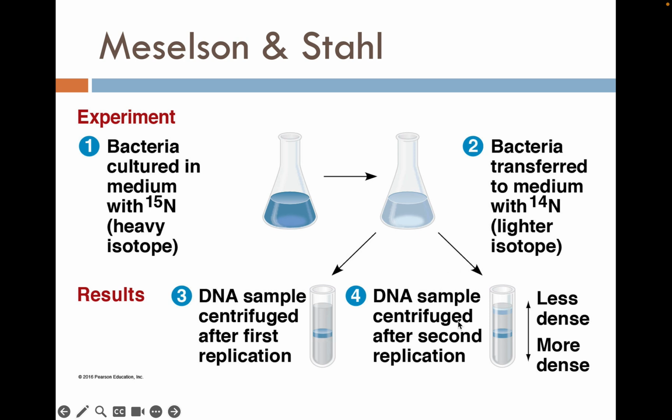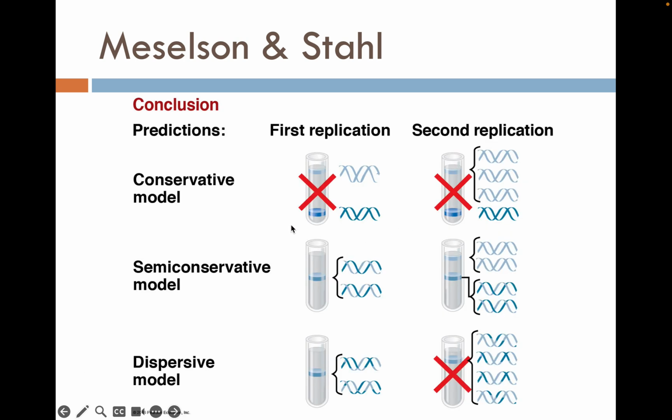The DNA sample is centrifuged again after a second round of cell replication, or after DNA was copied. And they found a second, less dense band. This is important because what it shows us is that it's not a conservative model, because we don't end up with a really big light band and a really small dark band, right? They were equivalent, which is what we see here with semi-conservative. If it were dispersive, we would expect to see something where all the DNA would be about the same weight. So this is how we determine that it's a semi-conservative model of replication.